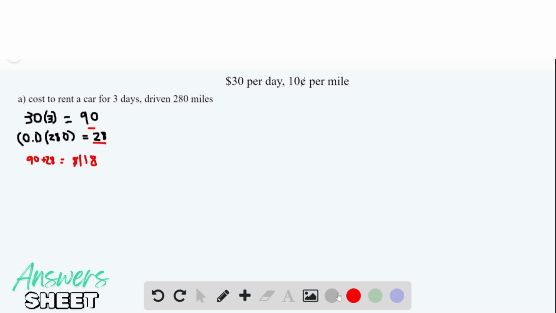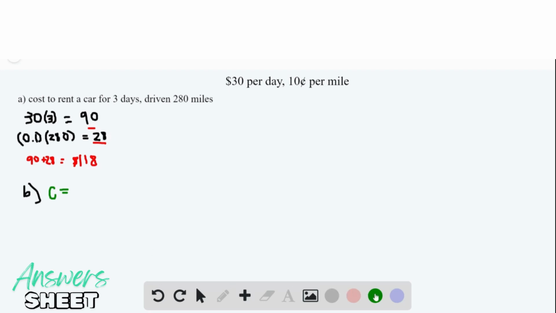And then part B asks us to basically create a model to represent this function. So we're just going to use the steps that we did in part A to come up with our model. So we said that the total price, which we will call C, is equal to the addition of the days part, which is the 30 times 3, plus the miles part, which is the 0.1 times 280.